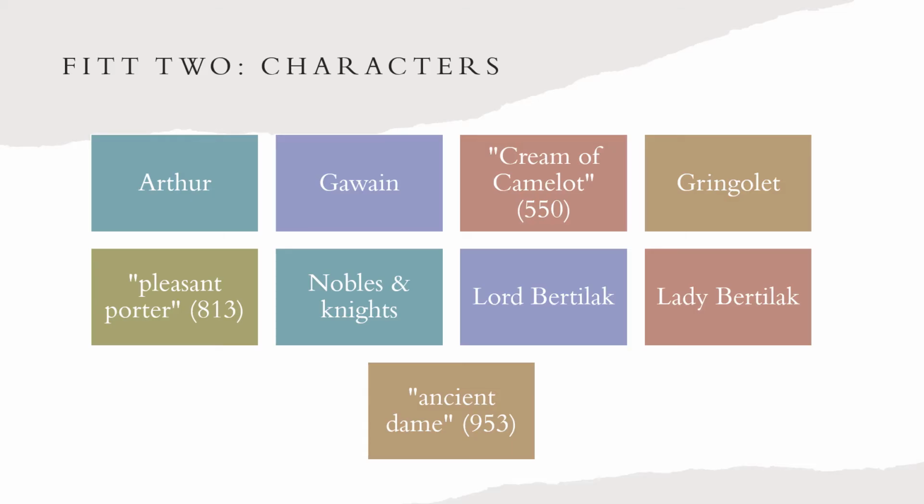So the characters we get in Fitt 2 are Arthur, Gawain, and the cream of Camelot, all the lords and ladies. Gringolet, his horse. I love that name. If I had a horse, I think I'd name it Gringolet. The pleasant porter that Gawain meets, nobles and knights in Bertilac's court, Lord Bertilac, Lady Bertilac, and an ancient dame who's also called an old crone.